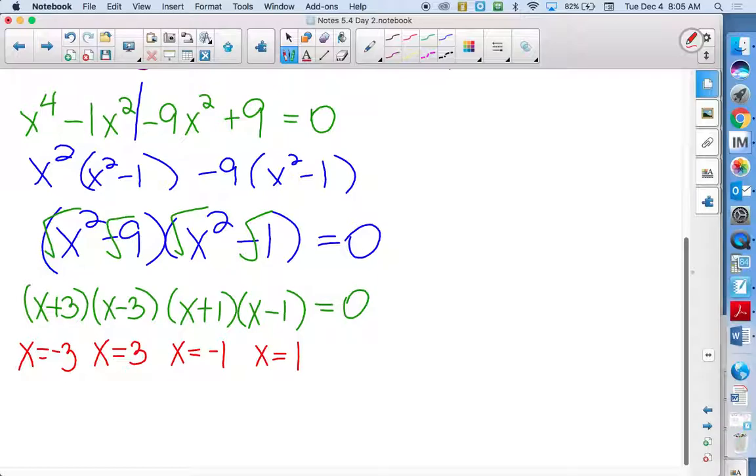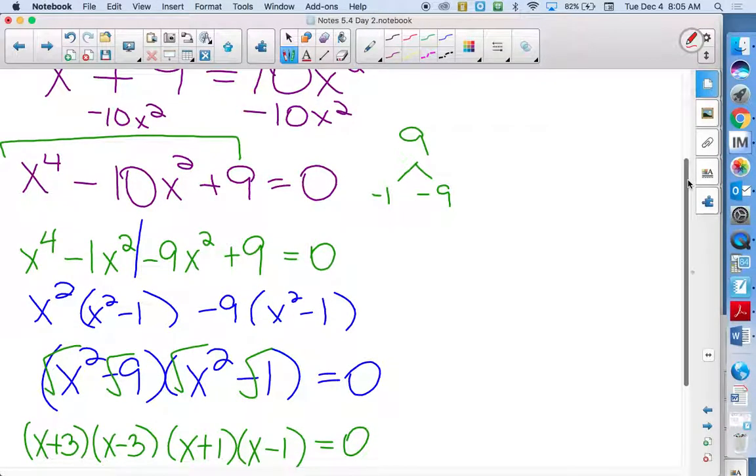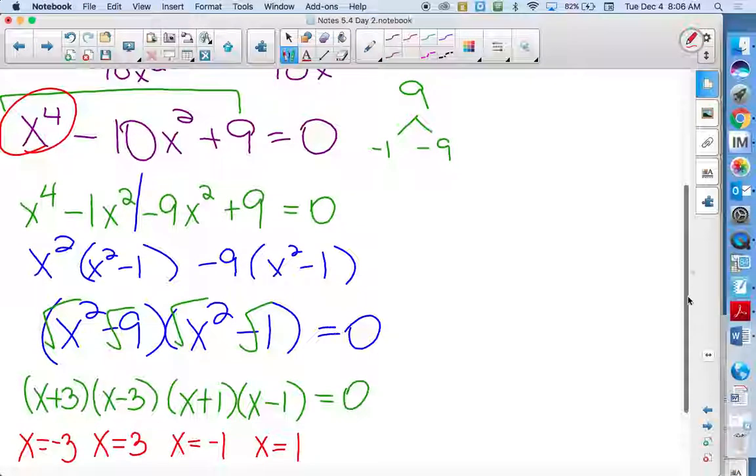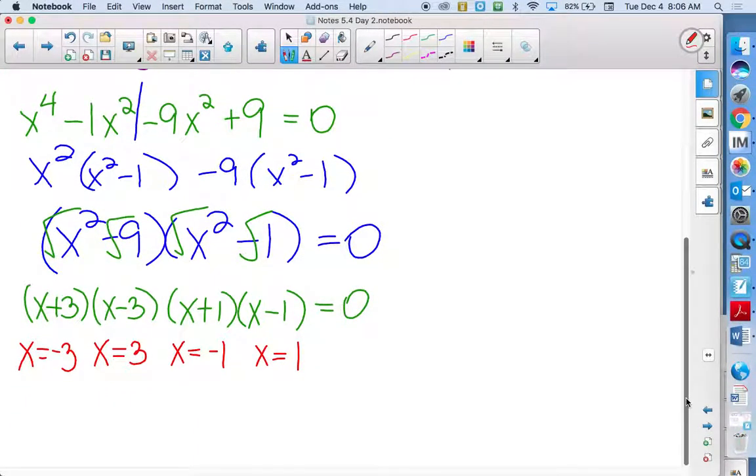When you look at the power of the problem that you start with, so if I go back to the top here, we started with x to the 4th. That power tells you how many answers you should have, because there are really 4 x solutions because my power is x to the 4th. So the power was x squared in chapter 4. We always had 2 answers for x. X to the 4th means that we should have 4 answers for x. And there's our 4 answers. Questions?